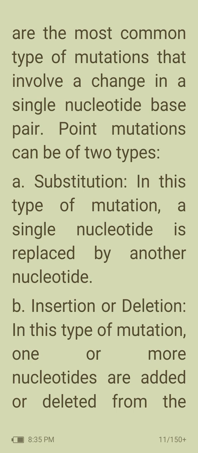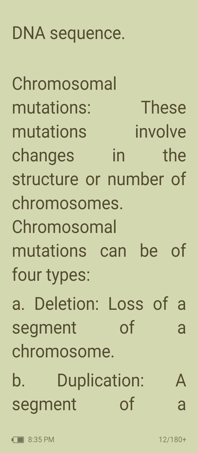Point mutations can be of two types. Substitution: in this type of mutation, a single nucleotide is replaced by another nucleotide. Then insertion or deletion: in this type of mutation, one or more nucleotides are added or deleted from the DNA sequence. Then chromosomal mutations. These mutations involve changes in the structure or number of chromosomes.